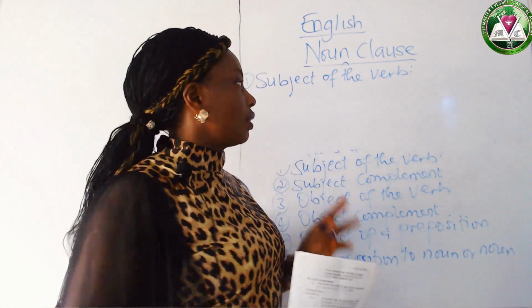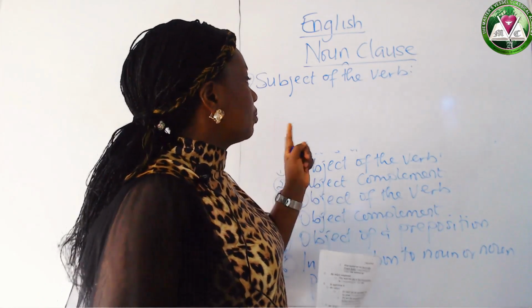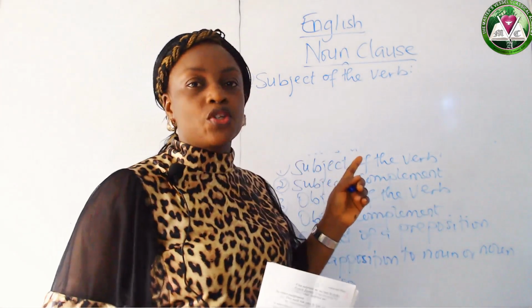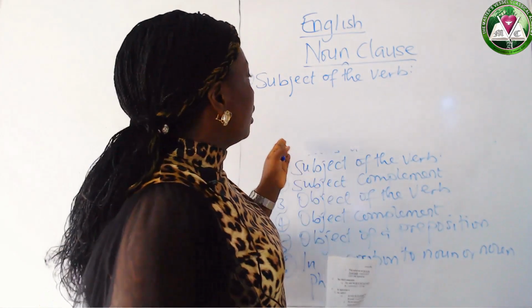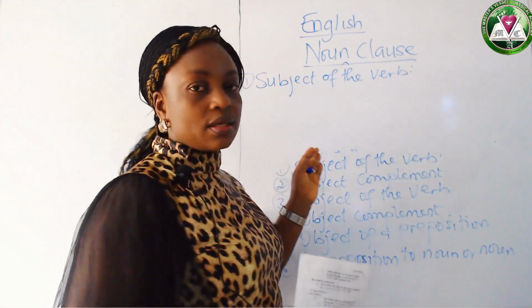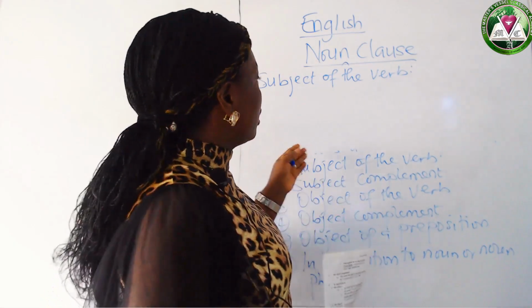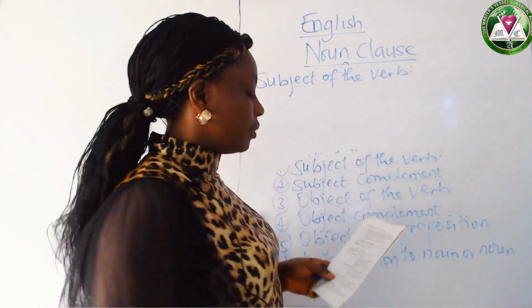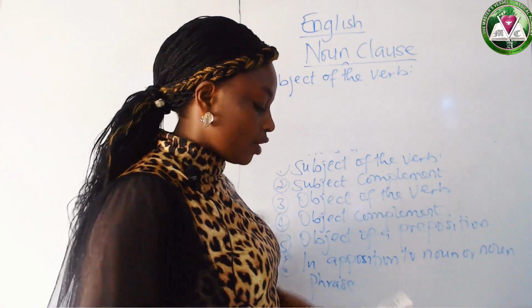I've given you 3 things. First one, the subject. In subject of the verb, the noun clause occupies the first position in the sentence. Secondly, it functions as a subject of the sentence. And then it also appears before the verb in a sentence. So we say it's subject of the verb. Now we have some examples here.